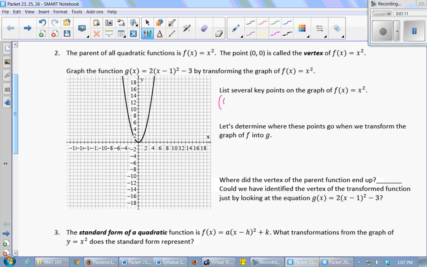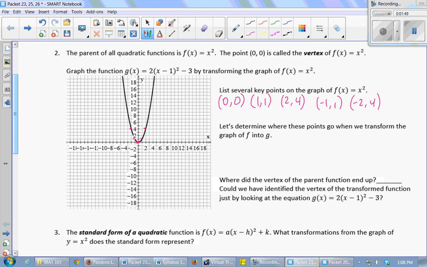Okay, so (0, 0) is kind of the most key point, right? And then the points on x squared would be (1, 1), (2, 4), and then maybe we'll do (negative 1, 1) and (negative 2, 4). So those are just a few points on x squared. If you wanted to be more accurate, you could just pick a few more points, but for brevity, we'll just do these. Okay, so let's determine where each of these points go when we transform.